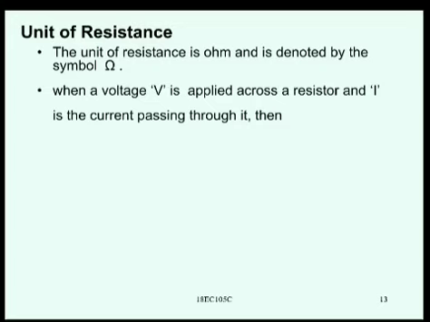When a voltage is applied across a resistor and I is the current passing through it, then according to the Ohm's law, the resistance R is equal to V by I. So if the resistance value is unknown, then you'll be calculating using this expression, R = V/I. We'll be measuring the voltage across that element, and measuring the current flowing through that resistor. Then we can easily calculate the resistance of the resistor.